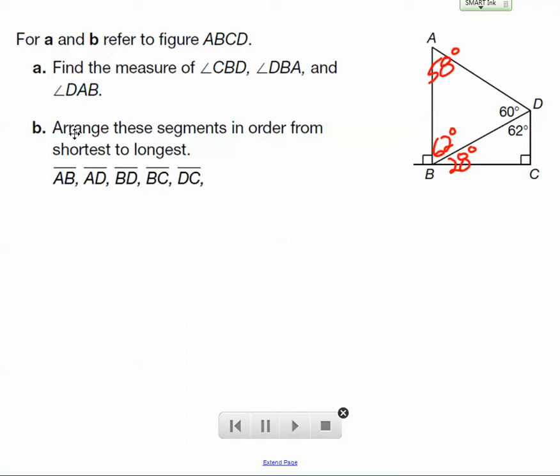Now part B is to arrange these segments in order from least to greatest. So we want to take all these line segments, the three sides of triangle ABD and the three sides of triangle BCD, and put them in order of least to greatest. Well, the first place I'm going to start was with segment BD, because segment BD is what's going to help us sort these things out.